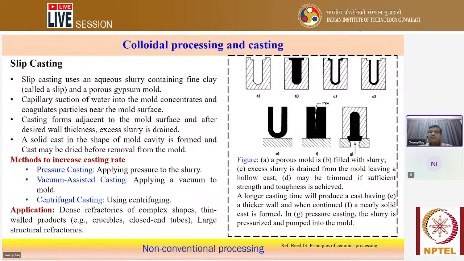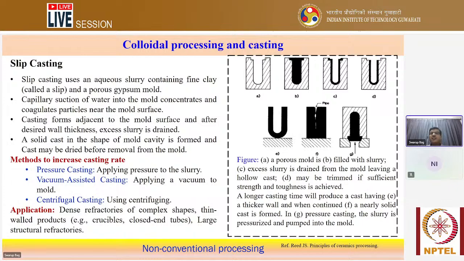But of course, one important point is that this process is not fast. It is actually a very slow process. To make it faster, we can take different measures. One is the pressure casting process. In this case, we can apply pressure to the slurry such that the diffusion of the water through the porous media will be at a much higher rate. So that is one way to increase the casting rate.